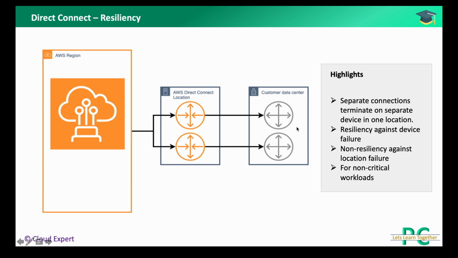This particular topology that we are currently discussing was mentioned as development and test. Obviously this is for non-critical workload, because you can understand this topology will give you resiliency against device failure. But if the location goes down, in that case you will not have any of the Direct Connect connections. That means it's not resilient against location failure, and this is, as I mentioned earlier, for non-critical workload.